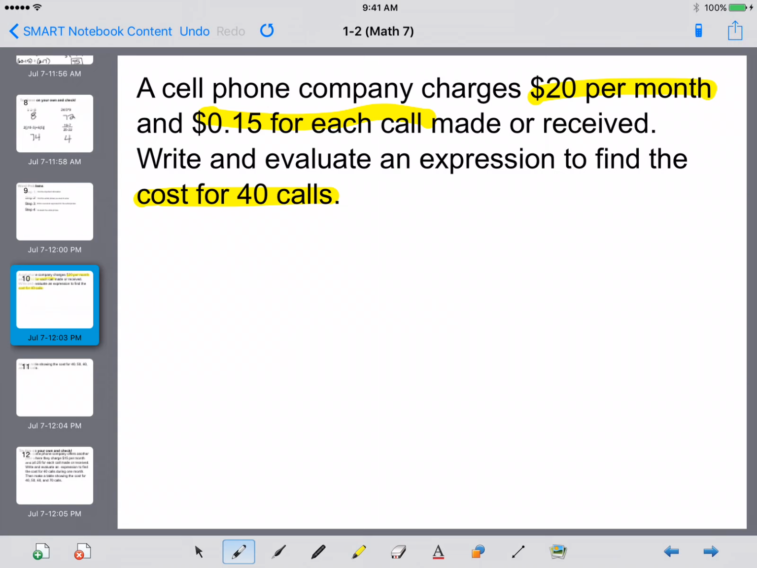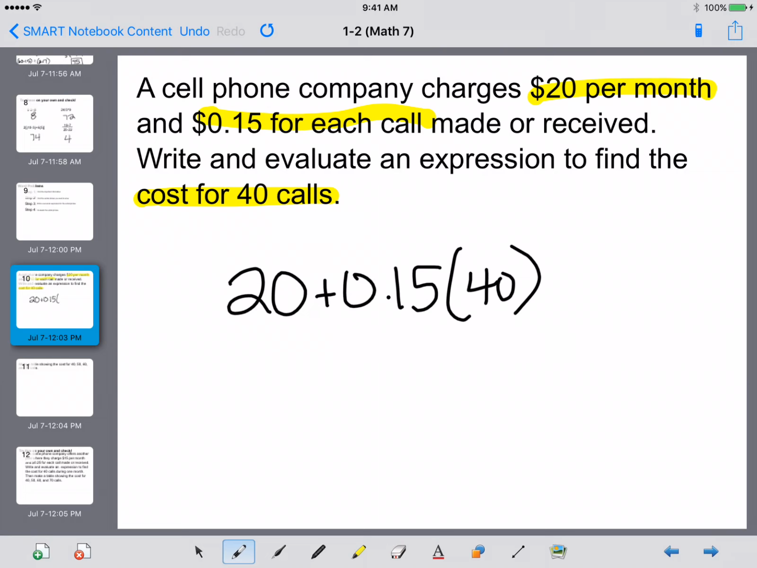So I know it's $20 no matter what every month. So I can go boom, 20 bucks. And it's 15 cents for each call. So it's 15 cents per call. Do I know how many calls I'm making? Yes, 40. So it's 15 cents for each call, and we have 40 calls. So it's 40 calls at 15 cents each. So let's multiply them together.